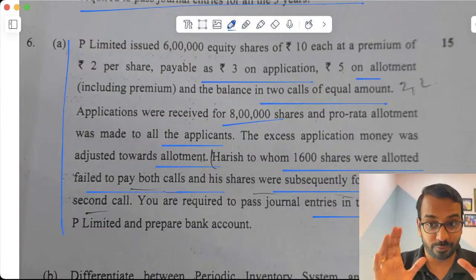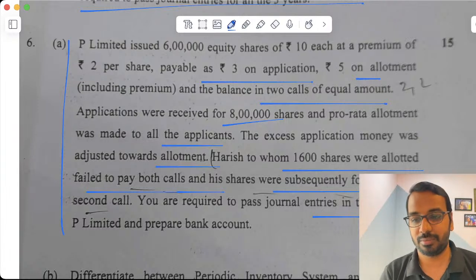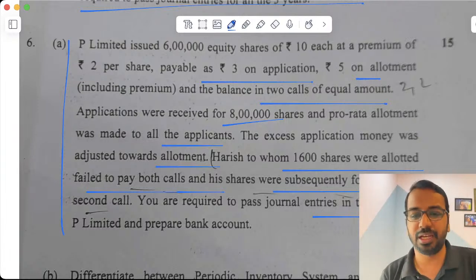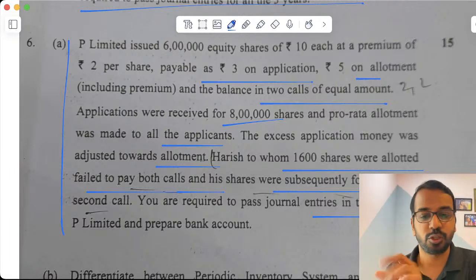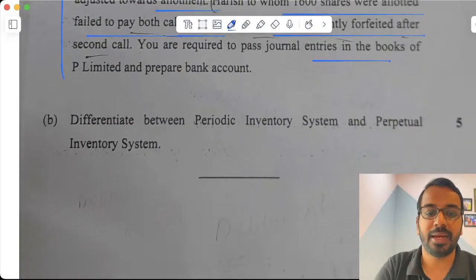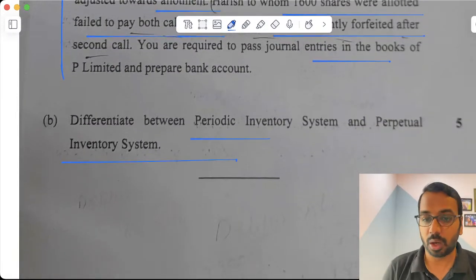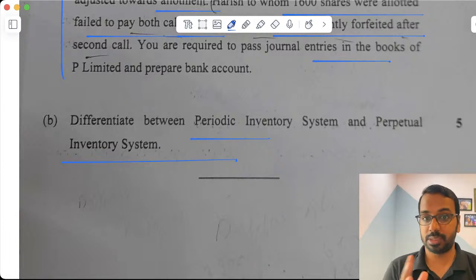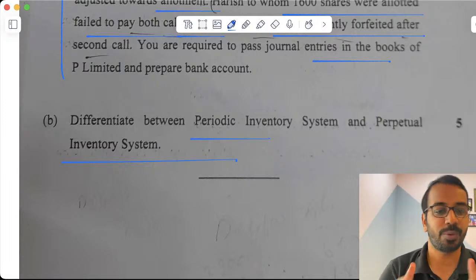So here only forfeiture, reissue of forfeiture is also not there. So this question, if you look at past all 5-6 attempt papers, every year you get a question like this for 15 marks. So with a proper practice, you would have been able to score well. And a theory question on periodic system and perpetual inventory system. Now overall, if you ask me, paper was easy, slightly on the lengthier side, and with the proper conceptual understanding, you would have been able to manage this pretty well.